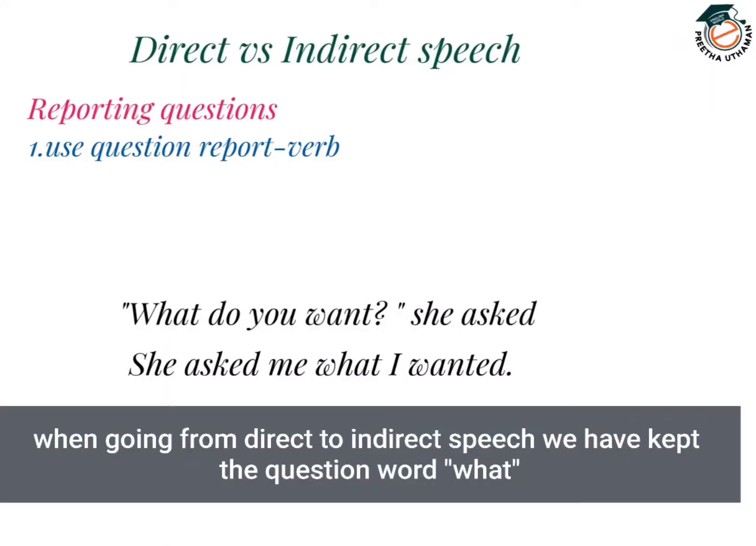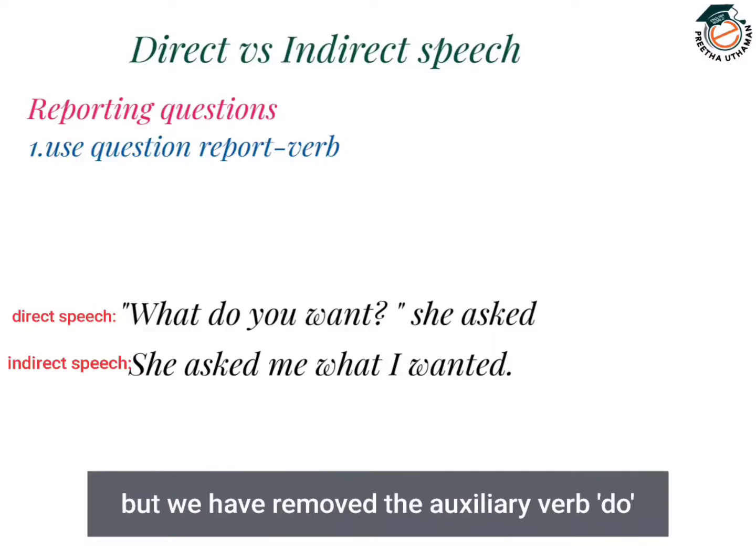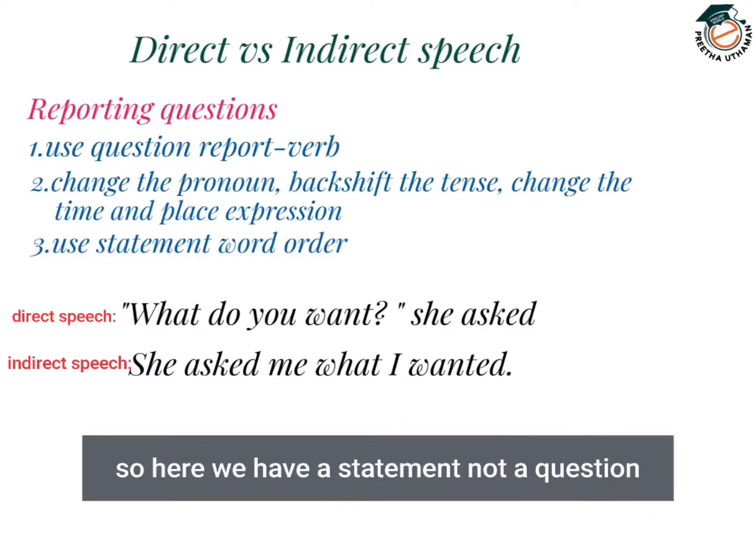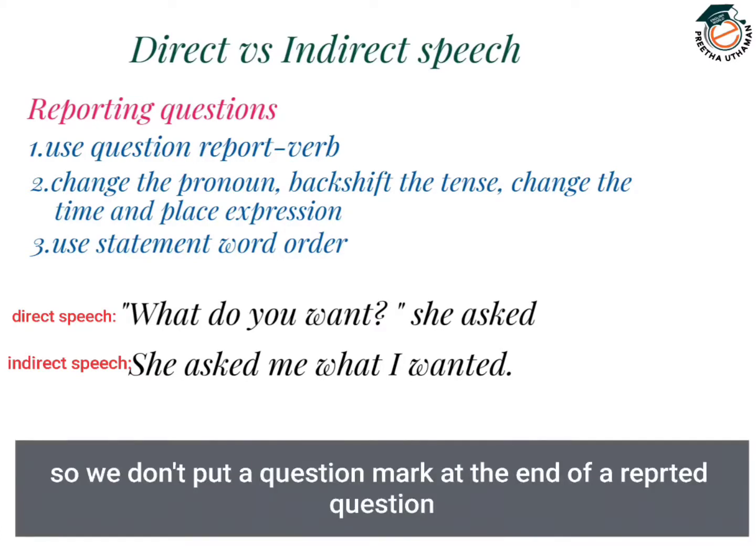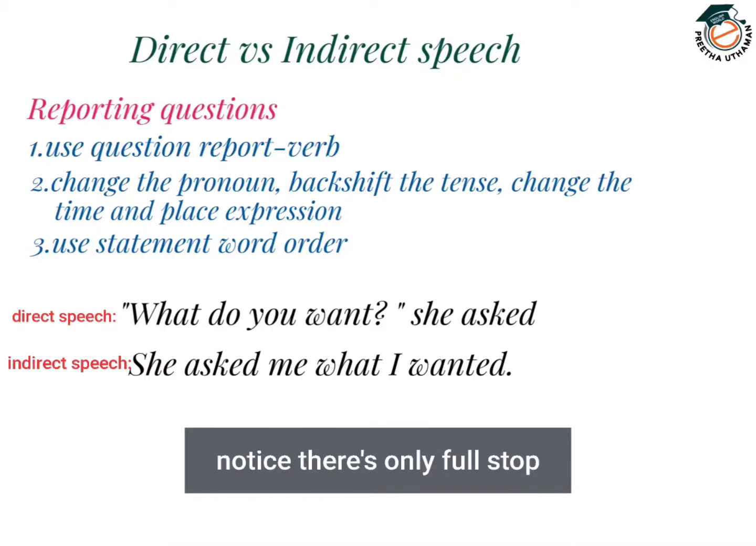So when going from direct to indirect speech, we have kept the question word what. She asked me what. But we have removed the auxiliary verb do. So you becomes I and want becomes wanted. So here we have a statement, not a question. I wanted. This has the same order as past simple tense statement. So we don't put a question mark at the end of a reported question. Notice there's only full stop.